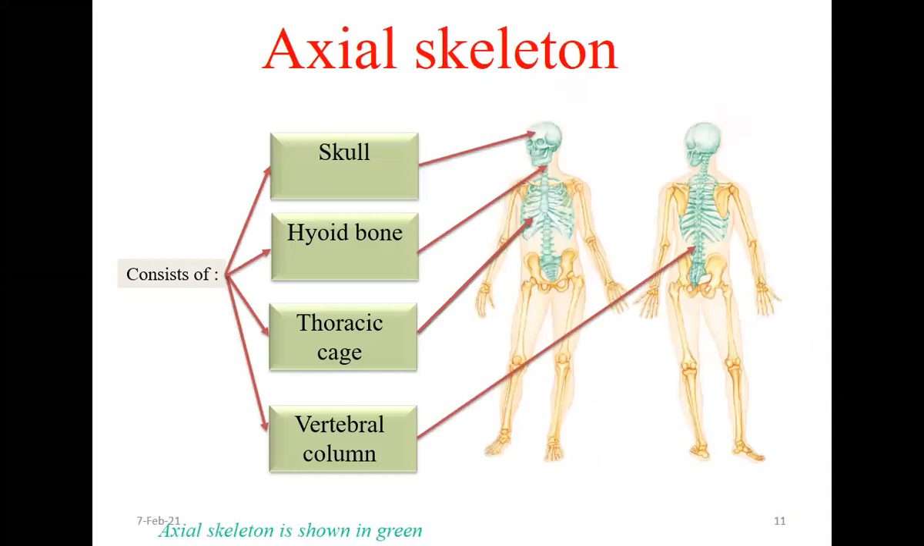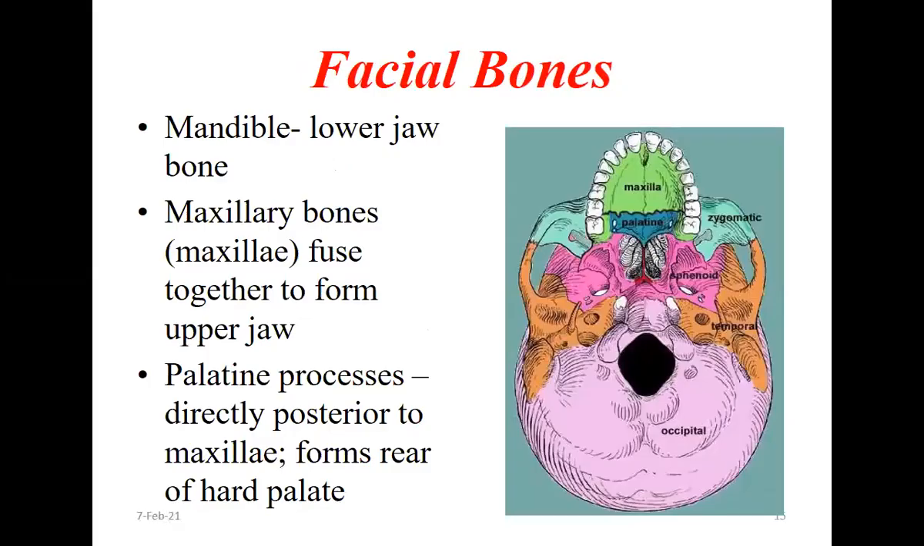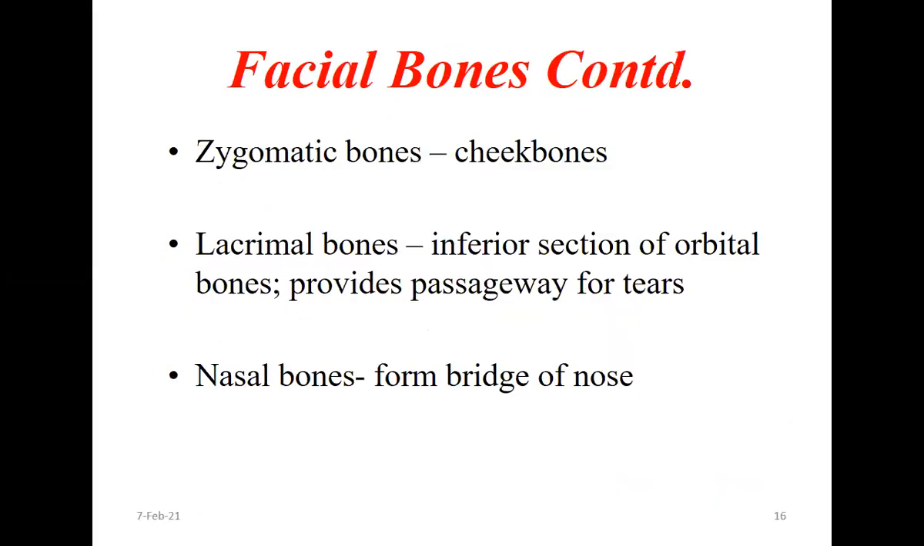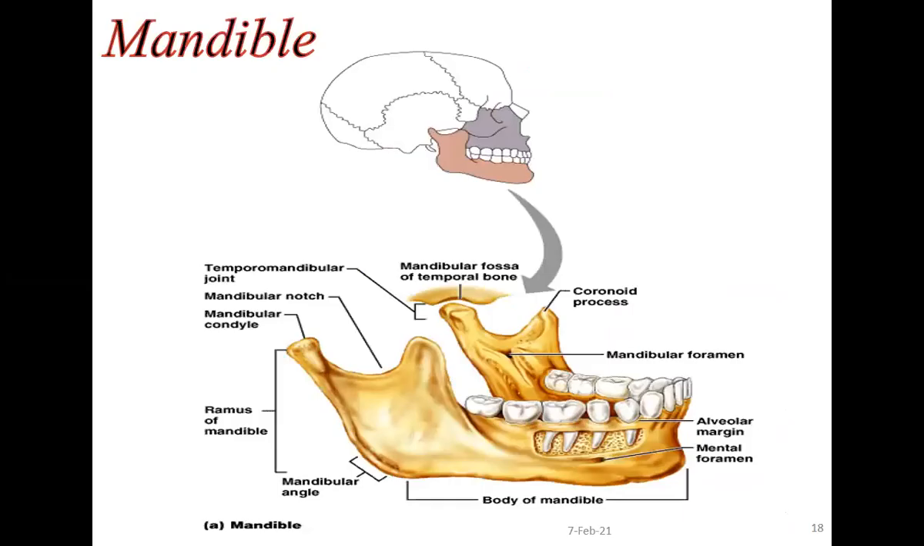Then I had shown you the axial skeleton, which includes the skull, then hyoid bone, thoracic cage, and the vertebral column. Okay, skull, we discussed the different types of bones. We have frontal bone, parietal, temporal, and occipital bone. Then we had discussed the facial skeleton, facial bones, which consist of all these bones: zygomatic bone, lacrimal bone, nasal bone, then the mandible, vomer, inferior concha. All this we had discussed.